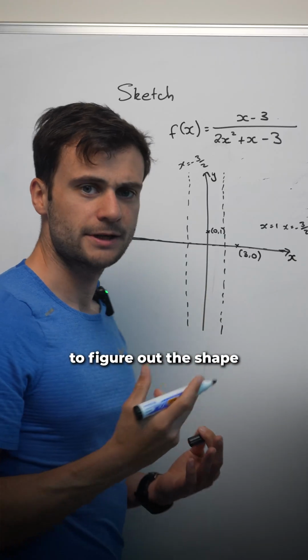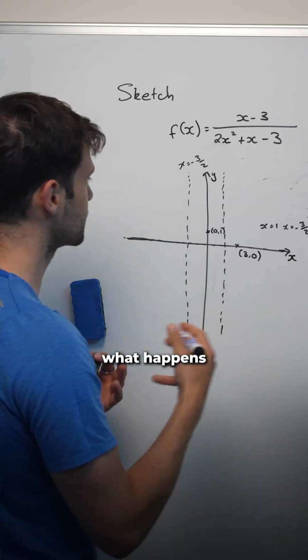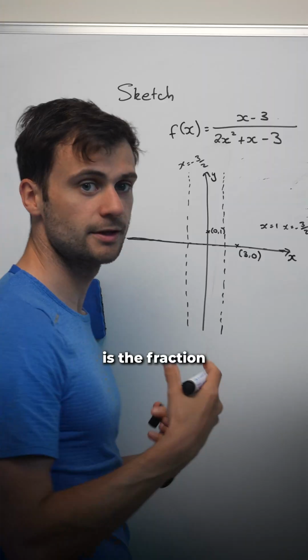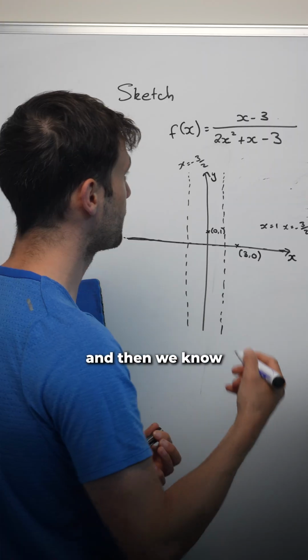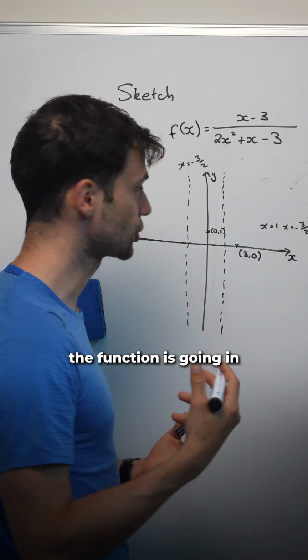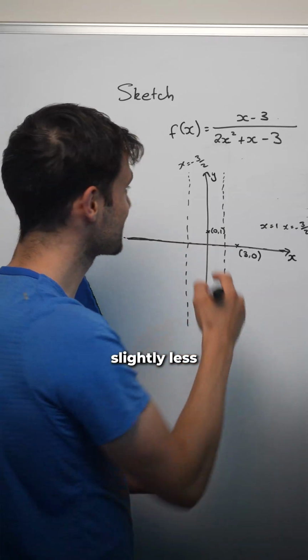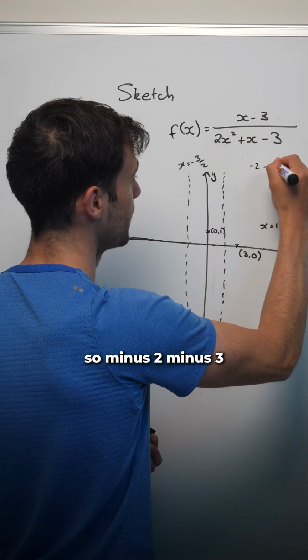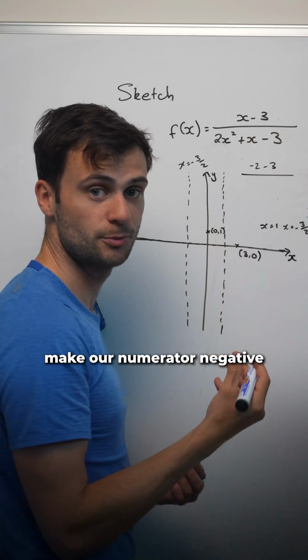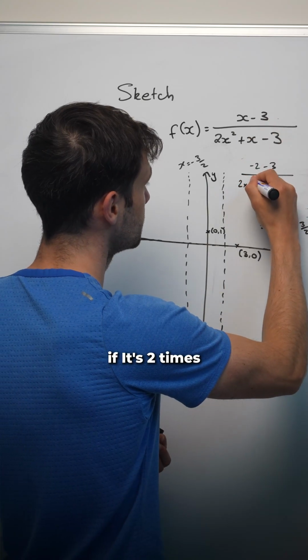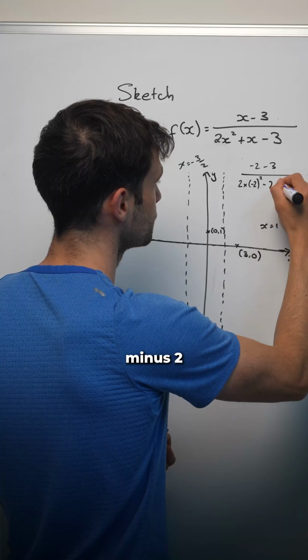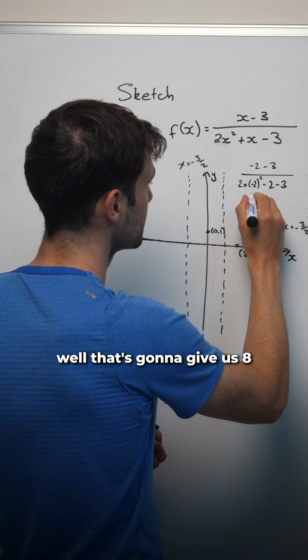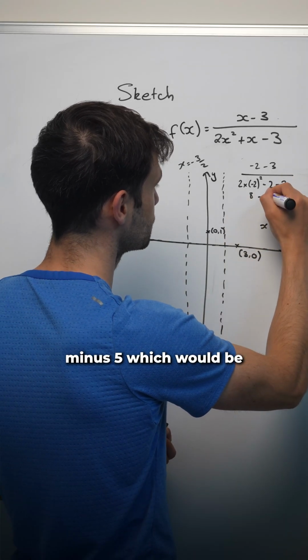But now we just need to figure out the shape. So we need to figure out what happens close to the asymptotes. Is the fraction positive or negative? And then we know which direction the function is going in. So we need something slightly less than minus 3 over 2 to check whether it's going to be positive or negative. So minus 2 minus 3 will make our numerator negative. And then if it's 2 times minus 2 squared, minus 2, minus 3, well, that's going to give us 8 minus 5, which would be minus 3.